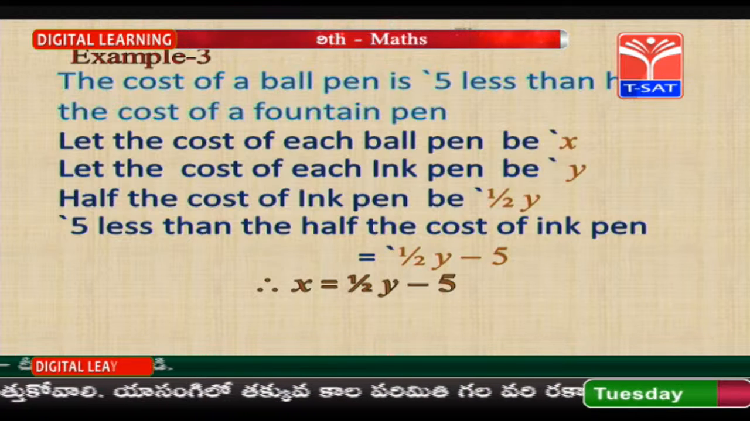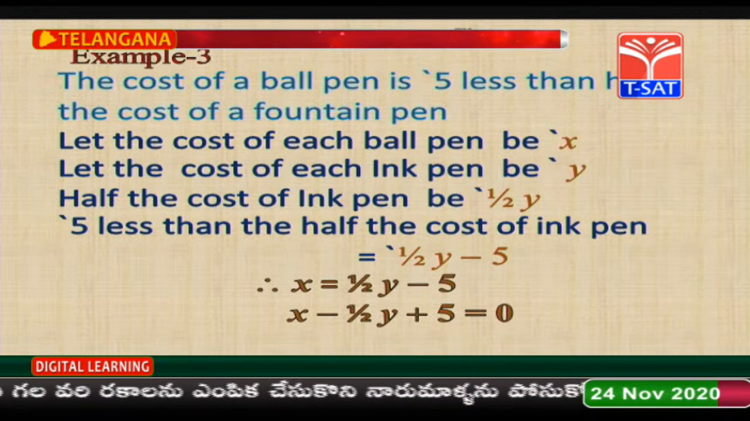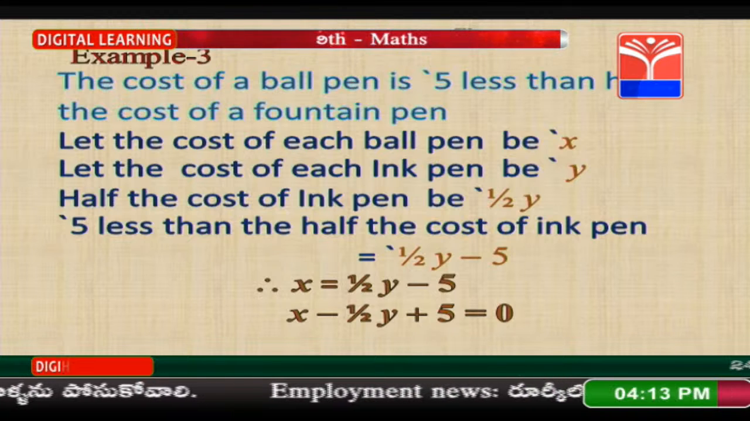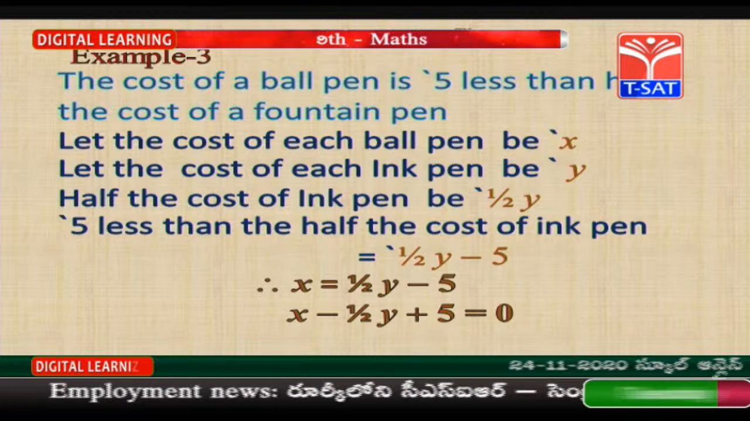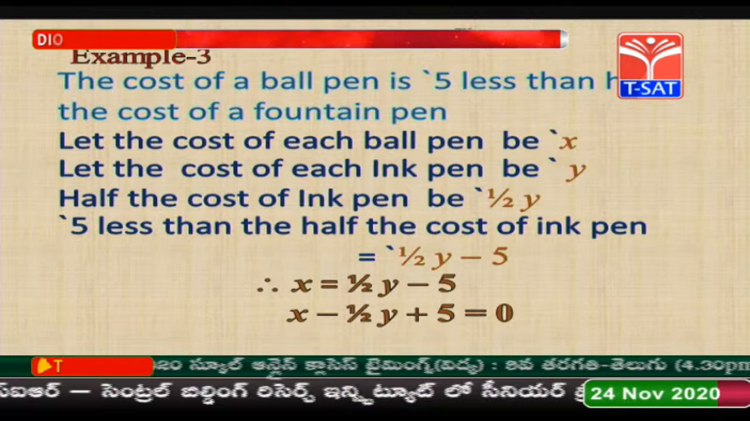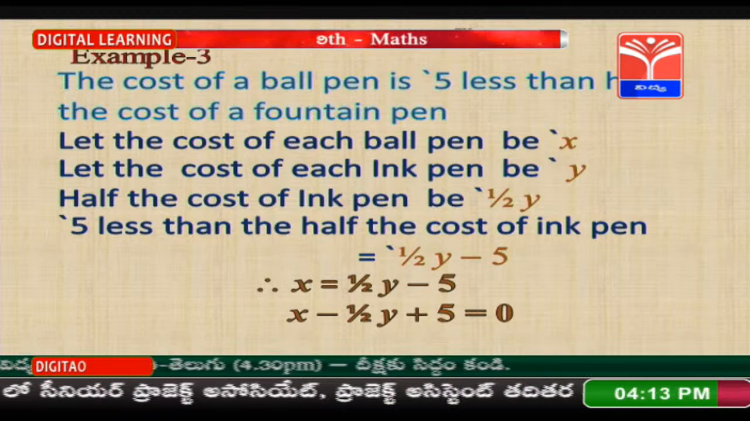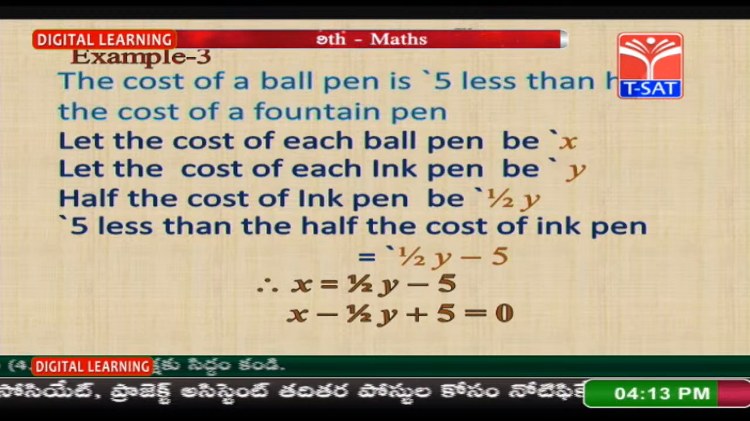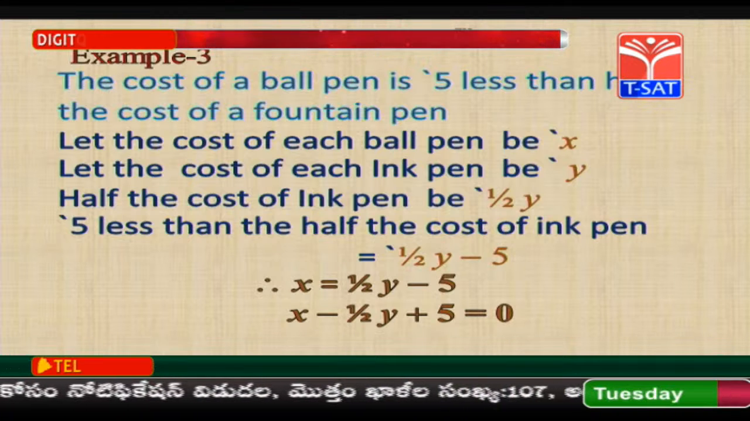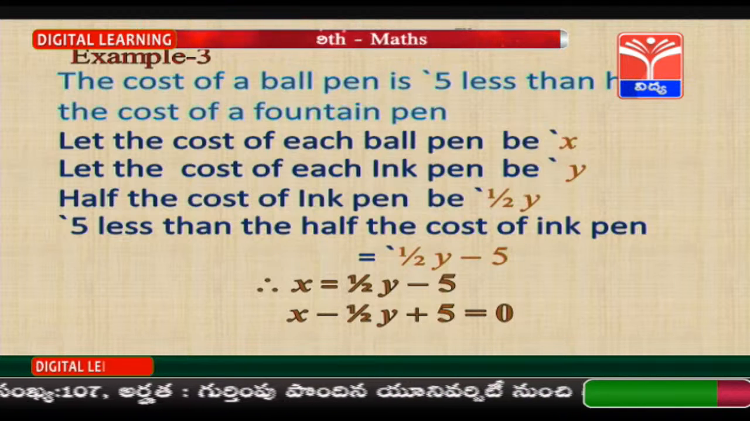Now, bring everything from the right hand side to the left hand side. You will be getting an equation like this: x minus half y plus 5 is equal to 0. Everything that is on the right side, we are bringing to the left side and making it equal to 0, so that we can show it as an equation. Now, here we can leave it like this, or since y is in fraction form, instead of half y we can also write y by 2.